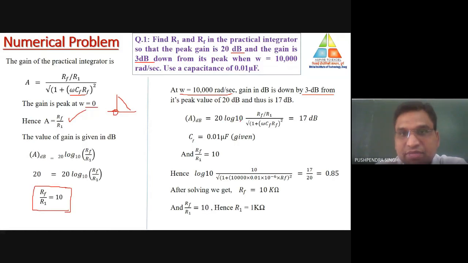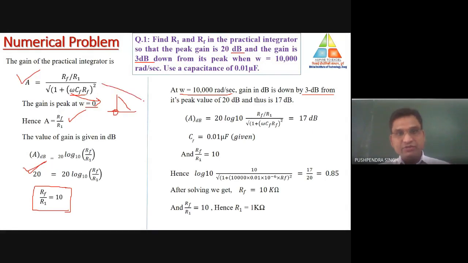So 20 log to the base 10 of Rf by R1 under root this one is equal to now 17 dB. At the starting, what was the value of gain? Gain was 20 dB. Initially, that means when the value of omega is equal to 0, we use this equation, and the value of gain is 20 dB.